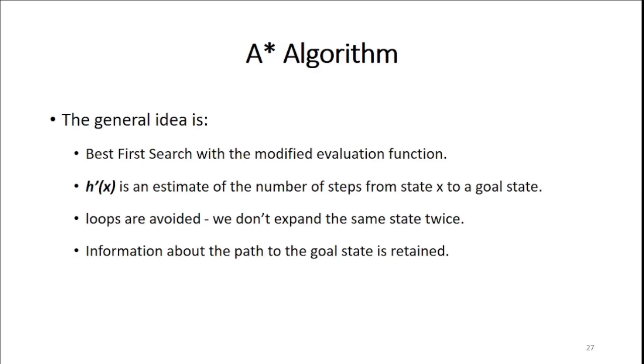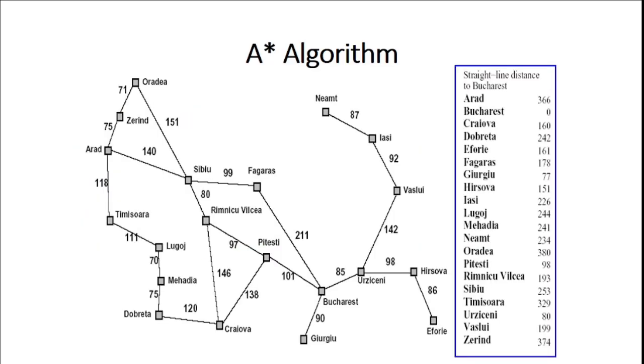So the general idea in the A-star algorithm is that loops are avoided and we don't expand the same state twice or thrice, right? Information about the path to the goal state is retained uniformly. It is the best first search with the modified evaluation function, and h star is the estimated number of steps from the state x to a goal state.